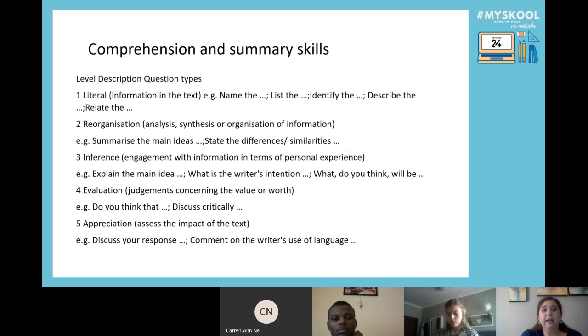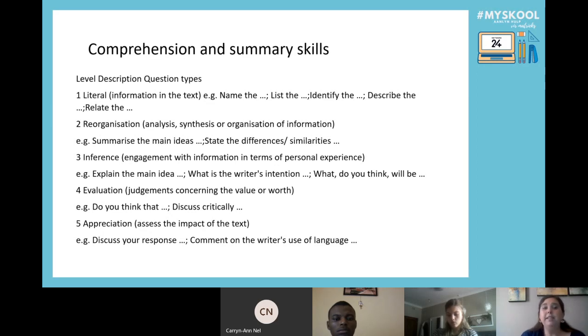Now, let's look at the different kinds of questions. Literal, the information from the text, for example, name the, list the, identify the, describe the, relate the. These questions are directly from your text. And then level 2, reorganization and analysis, synthesis, or organization of information. For example, summarize the main ideas, state the differences or similarities. Now, people, level 1 and 2 account for 40% of your comprehension marks, and they can be found literally in the text. At level 2, you just have to sometimes reorganize the information.